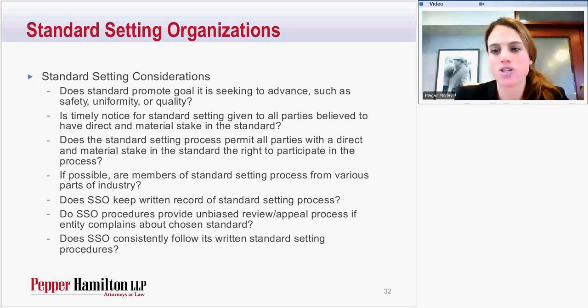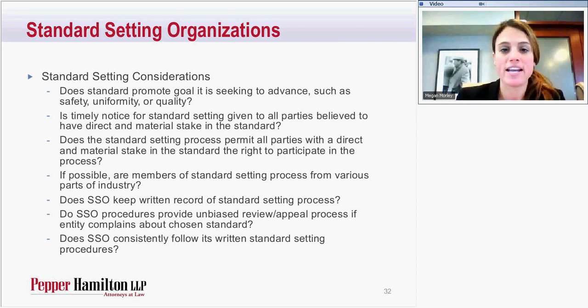So as I was saying, because standard setting organizations and the standard setting process can implicate the antitrust laws, I pose some questions to consider when organizing how this process is going to work. One of the first things to consider, and these are in no particular order, is does the standard you're working to create promote the goal it is seeking to advance? It could be a standard for making sure there's a safe working environment for people in a certain industry. Uniformity, as I talked about, that nuts and bolts, creating a uniform standard that helps the industry as a whole work more efficiently. Or quality. It's important to make quality products, and so having some quality standards in place, again, is a pro-competitive goal.